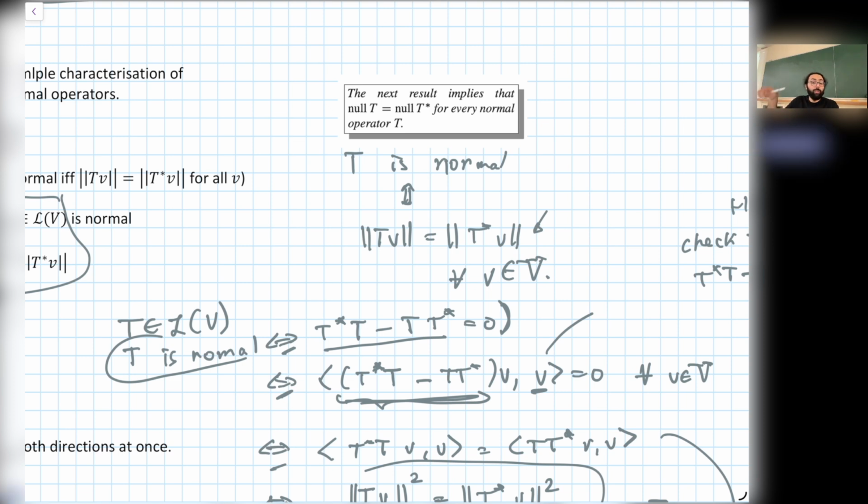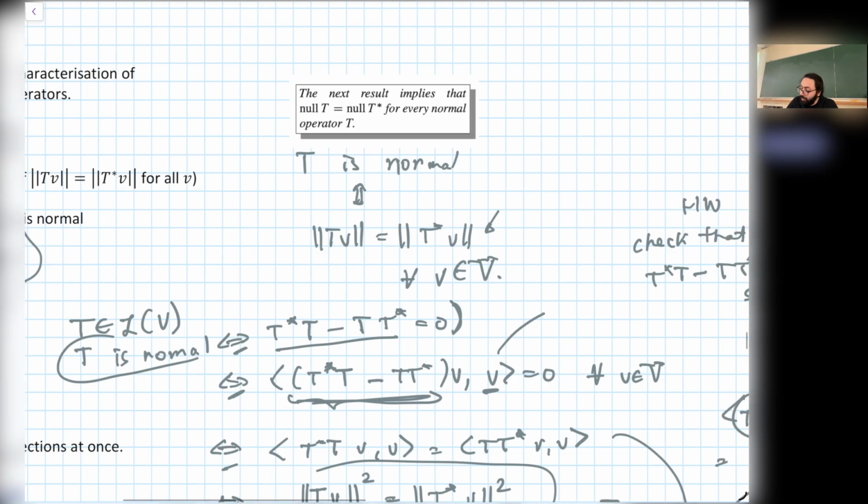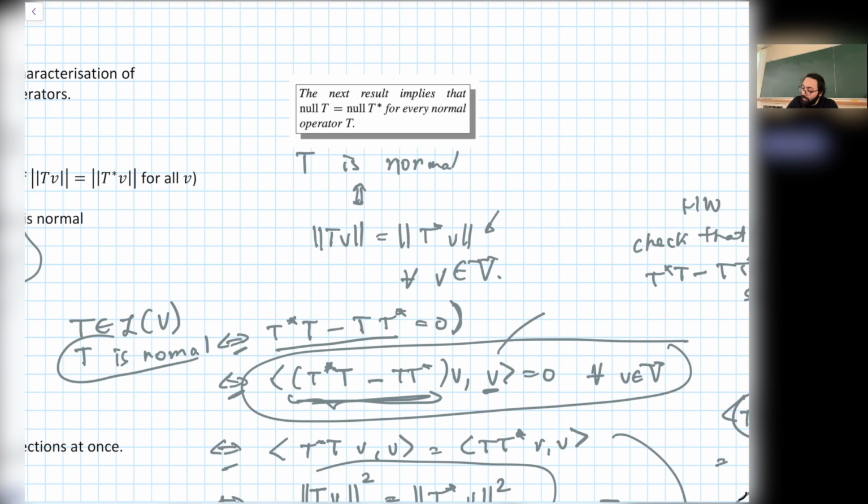Oh, because you have to do if and only if, right? You also have to show backwards. You have to show that if this statement is true for all vectors, we want to conclude that the operator itself is zero. It's for that direction. One direction is obvious, exactly. You're right. If the operator is zero, then of course the inner product will be zero. It's the other way, right?